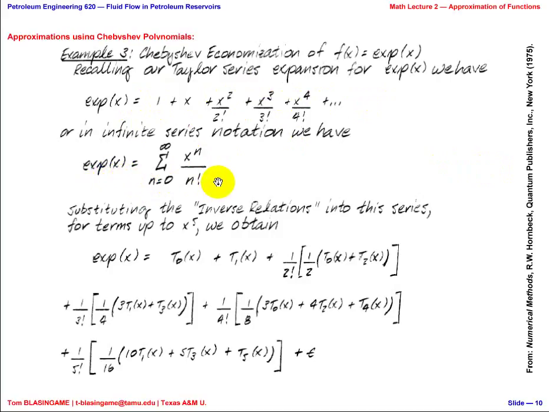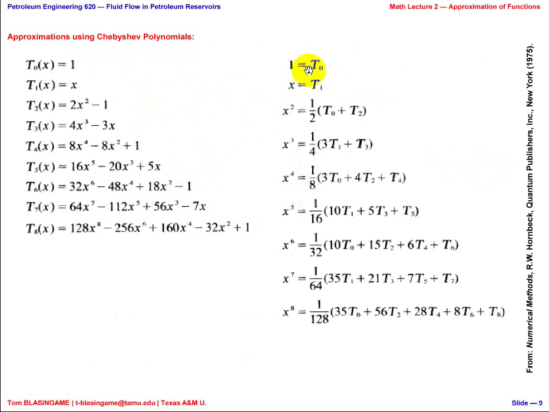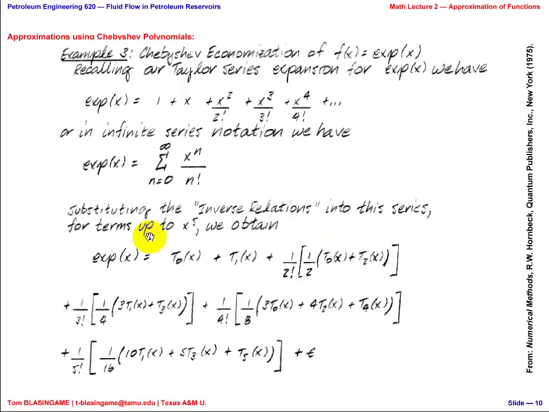So as I mentioned, the way we're going to do this is we're going to grab the T0 term, which is equal to 1, x is equal to T1, x squared is equal to that. So everywhere you see this, here we have a 1, so that's T0. Here we have an x, so that's T1. Here we have an x squared term, so we factor that out. That's going to be 1/2 T0 plus T2. And then we have an x cubed term, and you can see we just keep carrying on and on. I put an epsilon here to represent that we are going to truncate.